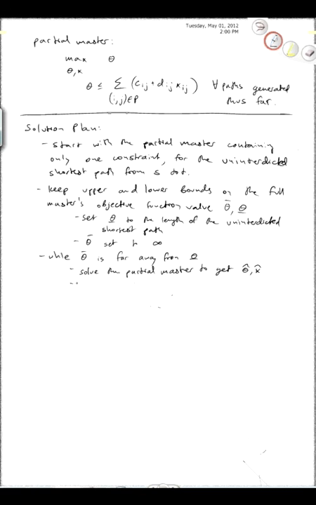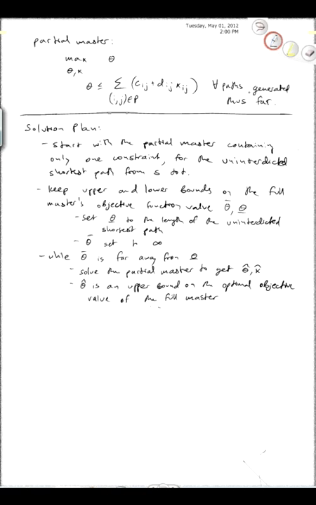So the next statement here is that theta hat is an upper bound on the optimal objective value of the full master. So why is that?